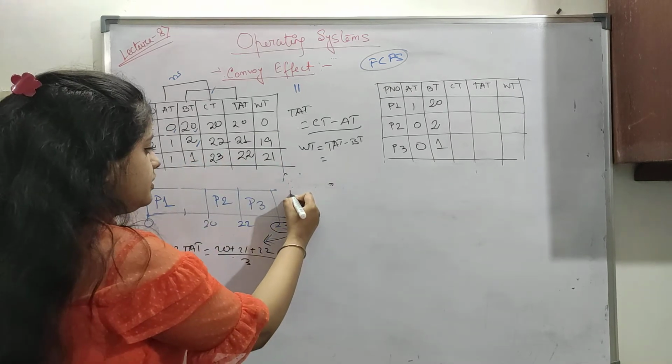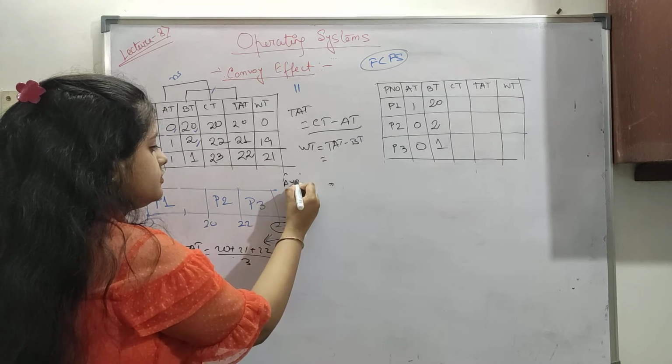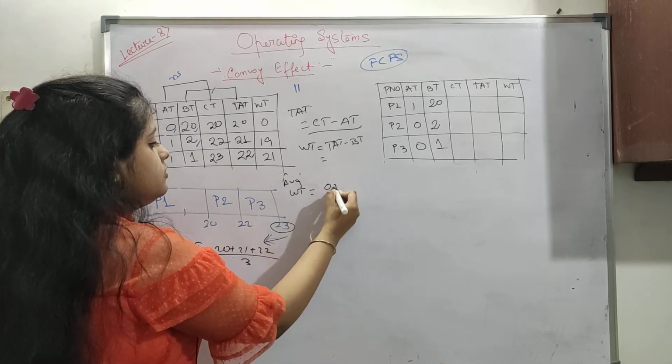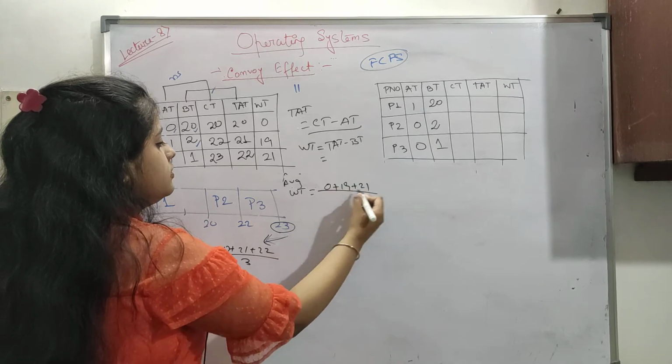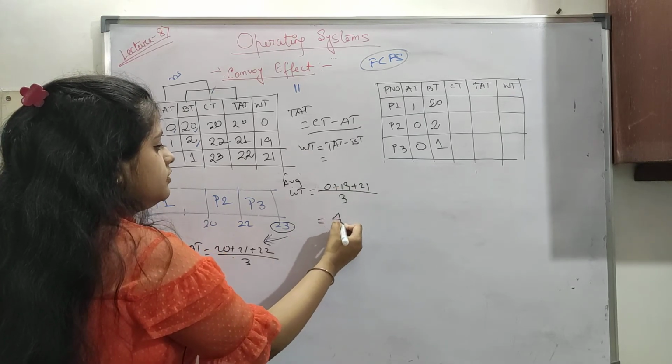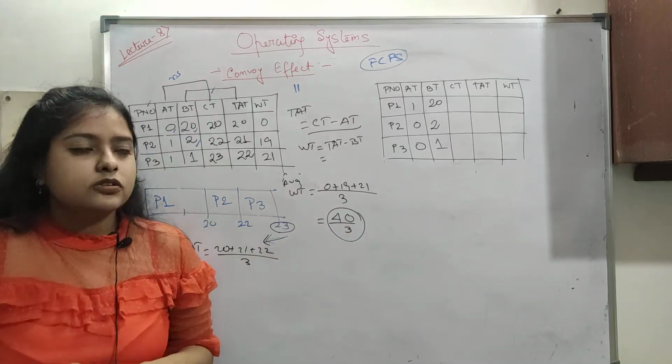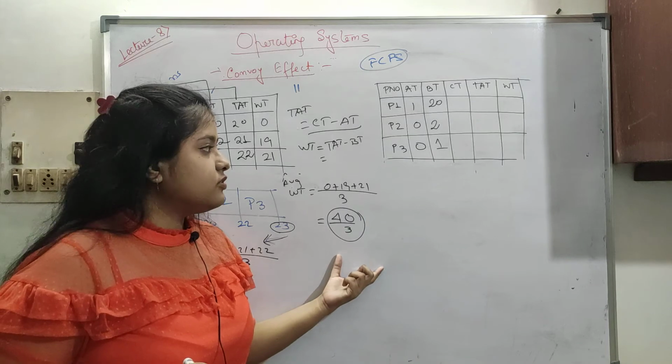So average waiting time here is 0 plus 19 plus 21, divided by 3. So this is 40 by 3. So this is our average waiting time. Okay, so this is quite big. This is actually quite big.